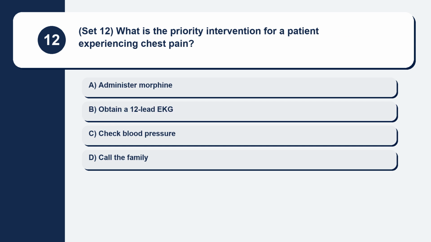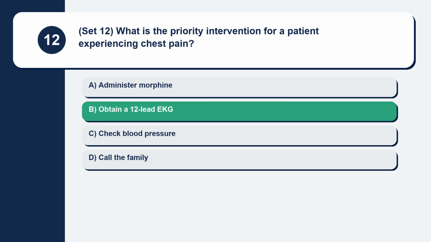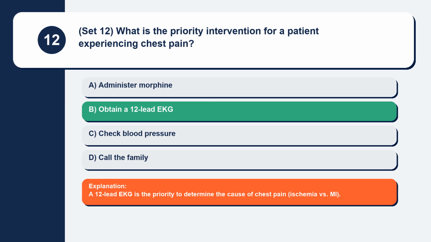Question 12, Set 12. What is the priority intervention for a patient experiencing chest pain? Administer morphine, obtain a 12-lead EKG, check blood pressure, call the family. A 12-lead EKG is the priority to determine the cause of chest pain, ischemia versus MI.